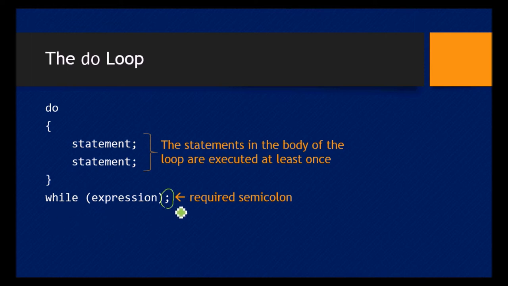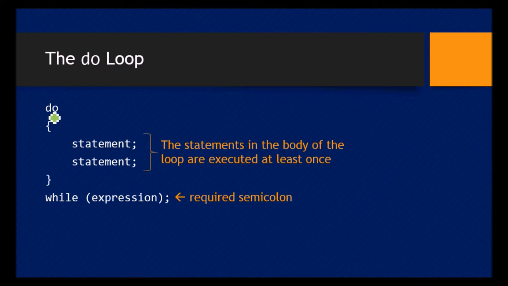The good thing is, if you forget the semicolon, you will get an error. So if you're writing a do loop and you forget to put that semicolon, you get an error. But I know it's confusing. We just can't change it. It's the way the language is. And it's a long, long history and story. It's not worth going into.